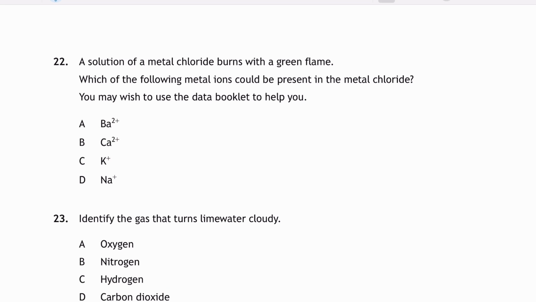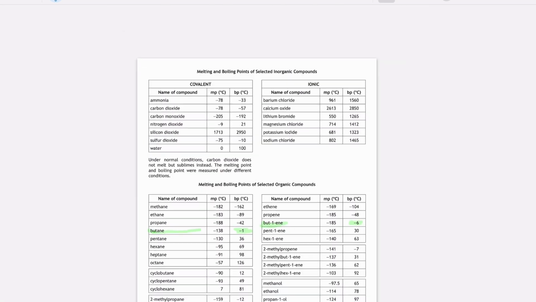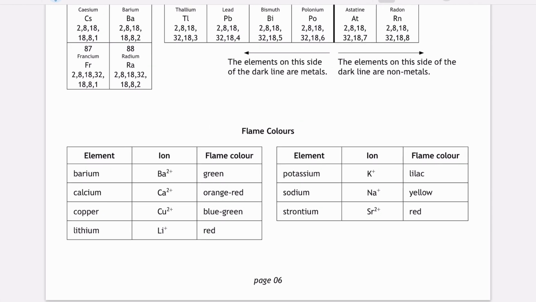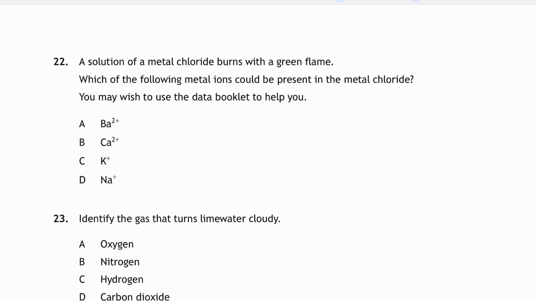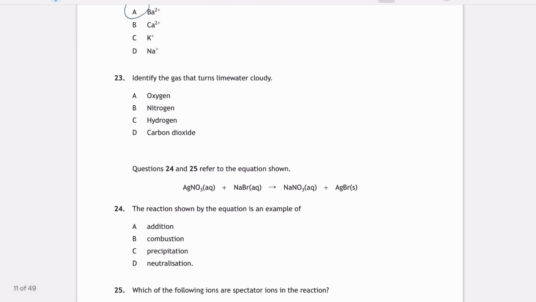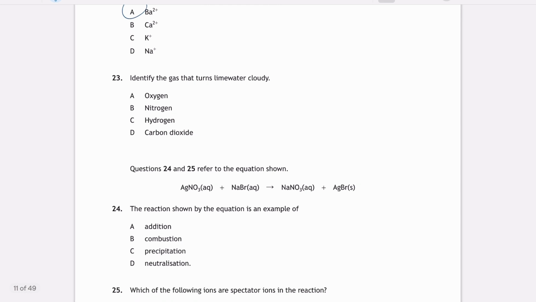So we go to the flame colours table, which is here, and we can see that barium gives a green flame, so it must have been barium ions that were in the barium chloride, or the chloride substance. The gas that turns lime water cloudy, this is just something you need to know, that's carbon dioxide.